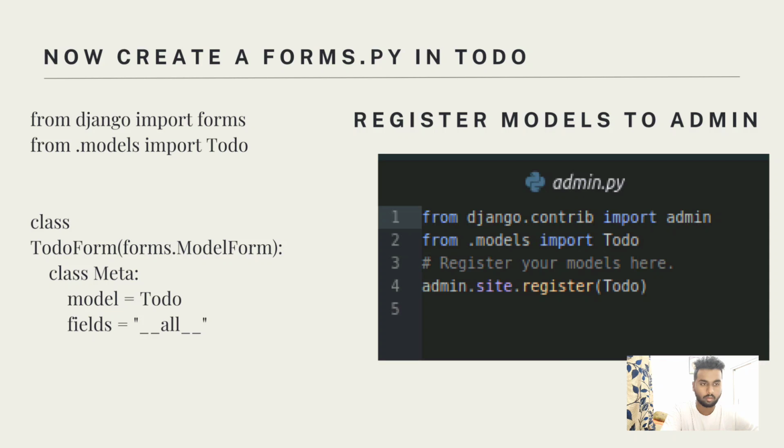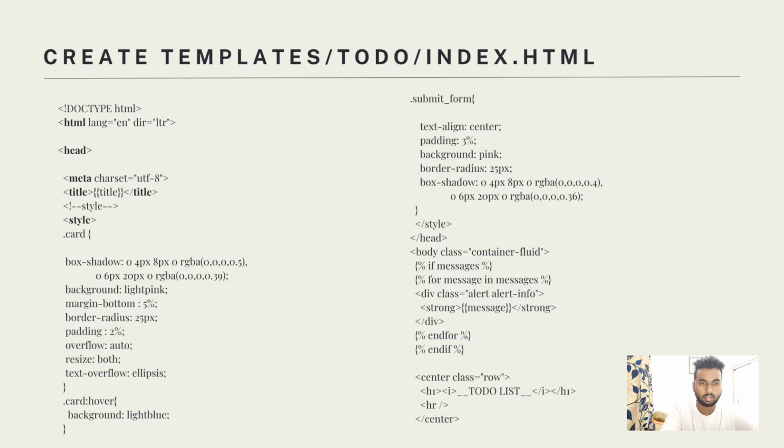Now create a forms.py in todo. From django import forms, from models import Todo. The class is nothing but TodoForm(forms.ModelForm), class Meta, model is equal to Todo, and fields is nothing but all. And register the model to the admin side. From django.contrib import admin. From models import Todo. admin.site.register(Todo). Now finally we'll be creating a template.